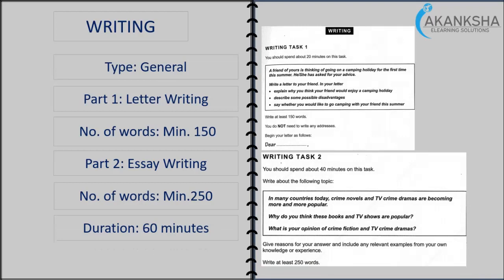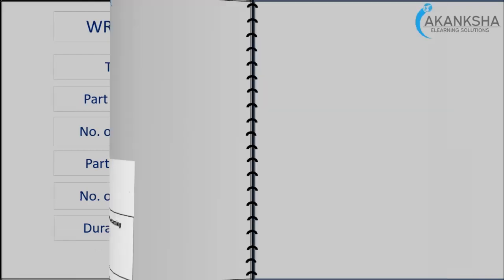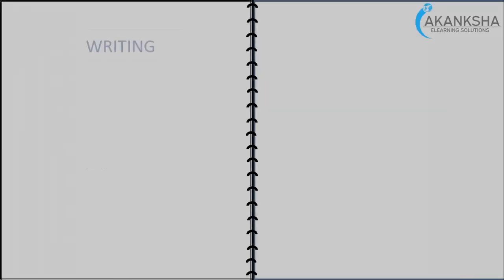All right, this is how a sample topic looks for task 1, general, that is letter writing, and task 2, that is essay writing. We will discuss the types of these letters and essays in detail in the further classes. All right, let's see how IELTS academic writing looks.